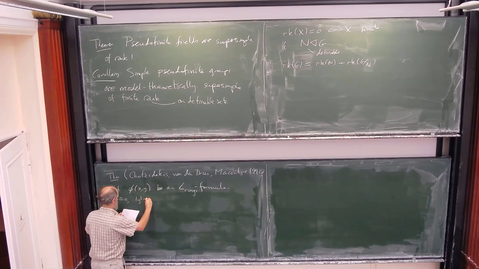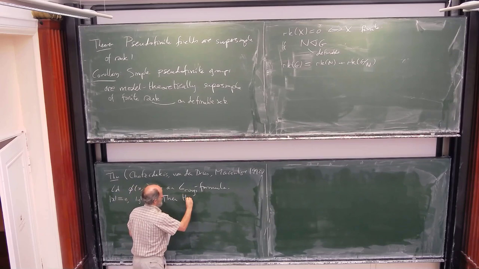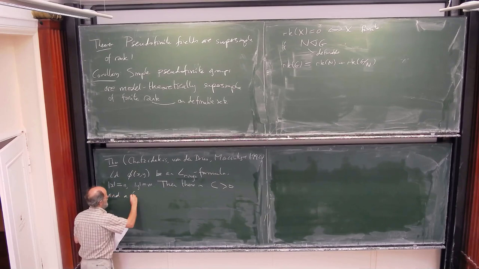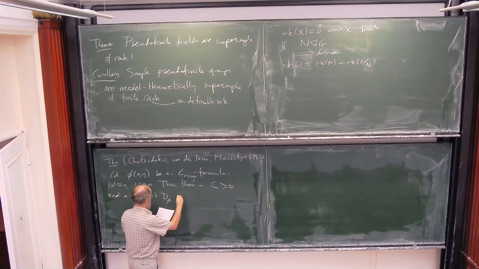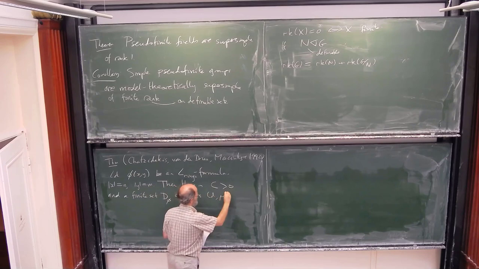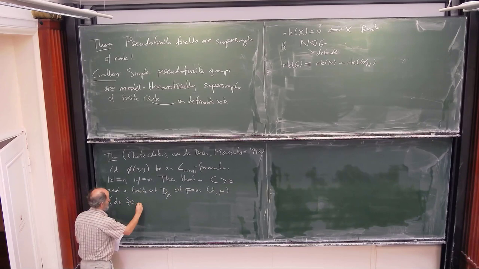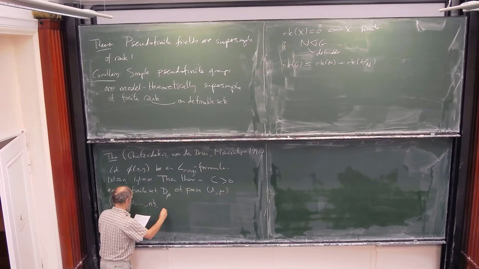Then there is a constant c depending just on phi, and a finite set D, depending on phi, of pairs (d, mu). We're thinking of d as a dimension, mu as a measure, that's the intuition. Here, d is a natural number between 0 and the number of entries of x, and mu is a positive rational.